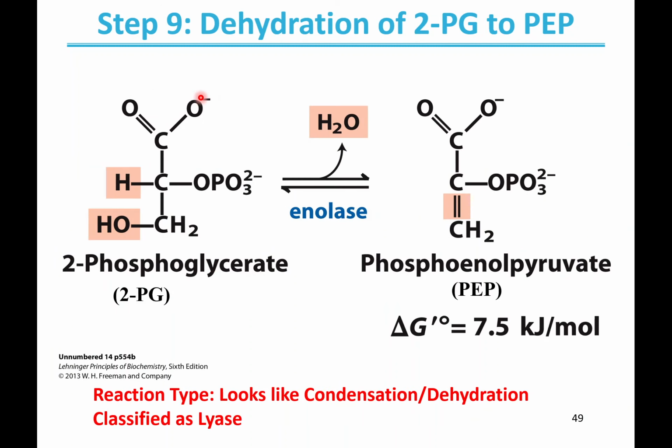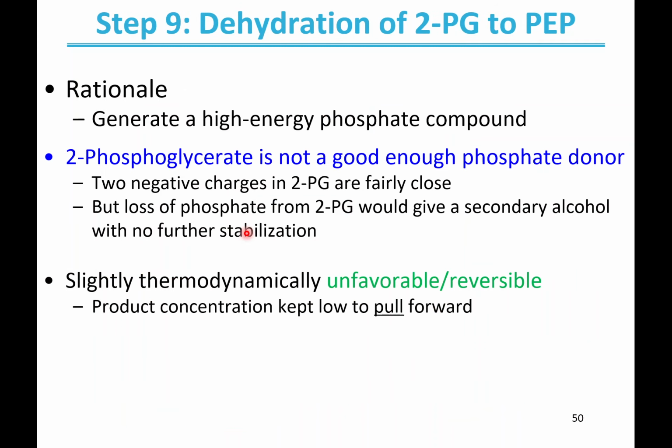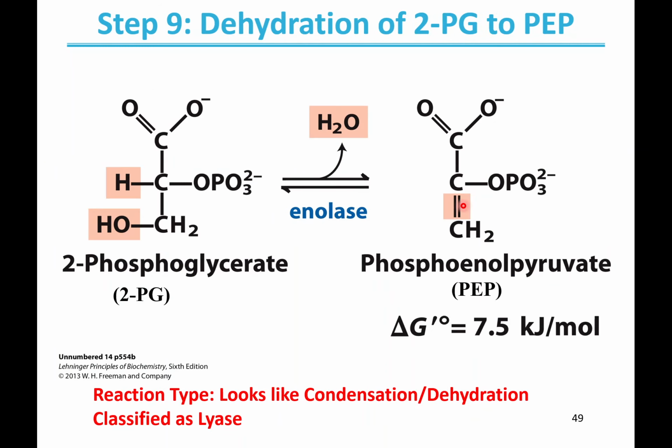Right, so here you have a negative, just go back to the picture of the molecule. You have a negative charge here and a negative charge on the phosphate. So they're pretty close together, those negative charges. But if you lose this phosphate group, you would just be left with an alcohol here and here, which wouldn't give you any further stabilization. Okay. And so that's why you create the phosphoenol pyruvate here. And we'll explain how this leads to stabilization in a second.